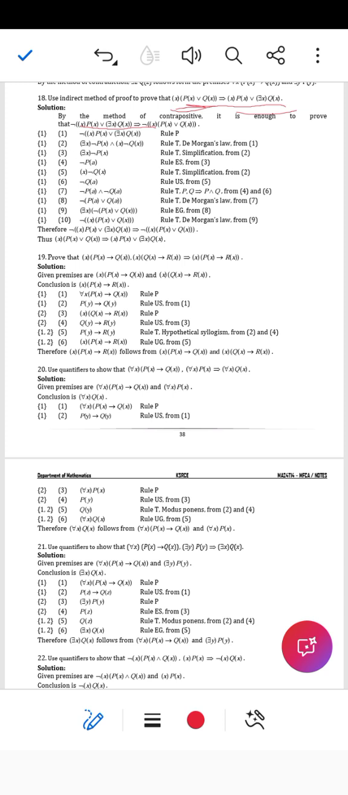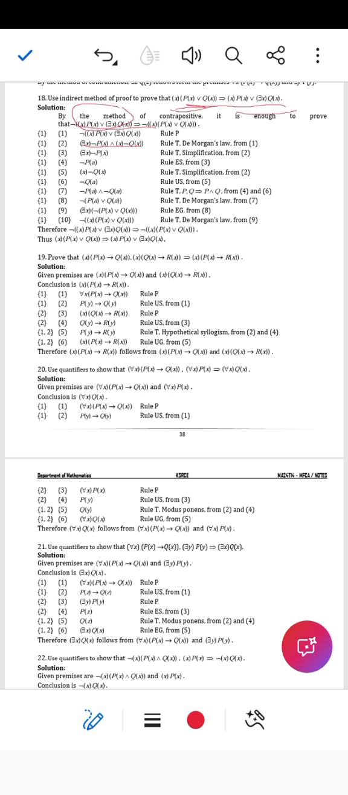In this problem, we can use the indirect method. Particularly, we use the contrapositive method, which comes under the indirect method. What is the contrapositive rule? P implies Q is equivalent to negation Q implies negation P. So using the contrapositive method, let us prove negation of for all x, P of x or there exists x, Q of x implies negation of for all x, P of x or Q of x.